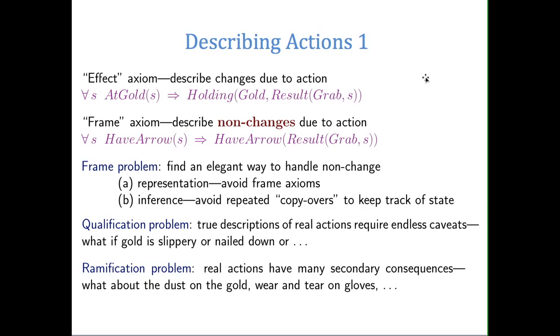Likewise, there's something called the qualification problem. What we want to do is deal with the issue that real actions, in the real world, require endless caveats. For instance, what if we try to grab the gold but somebody put grease on it, or it was nailed or screwed down to the floor of the maze? And the other problem is the ramification problem. That is, real actions, in the real world, have many secondary consequences. I mean, what if there's dust on the gold and we scatter that? Or there's wear and tear on our gloves and we have trouble picking things up later on, and so forth.